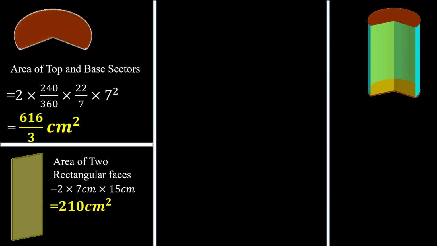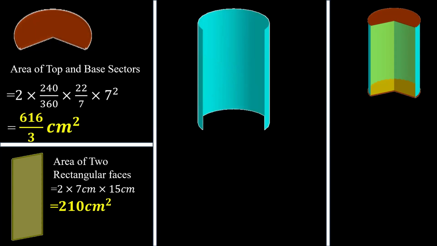We keep that aside, and we proceed to look at the curved part of this shape. How do we get the area of this curved part? If we flatten this curved part, it's going to give us a shape in the form of a rectangle. So we are still going to use length times breadth. But here, the breadth is the curved part, which is the same as the length of the arc of the sector.